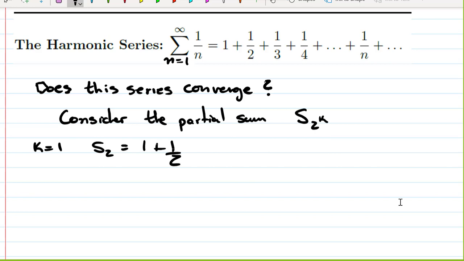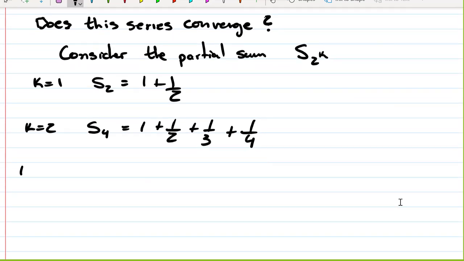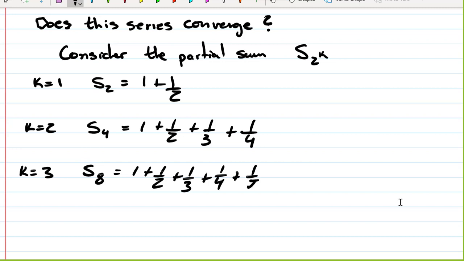And then when k equals 2, 2 squared is 4, so that's going to be s sub 4. So 1 plus 1/2 plus 1/3 plus 1/4, and we'll write out one more. So when k equals 3, 2 cubed is 8, so that's going to be s sub 8, which is 1 plus 1/2 plus 1/3 plus 1/4 plus 1/5 plus 1/6 plus 1/7 all the way out to 1/8.